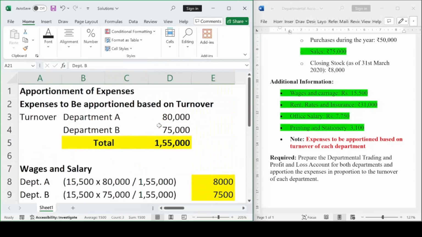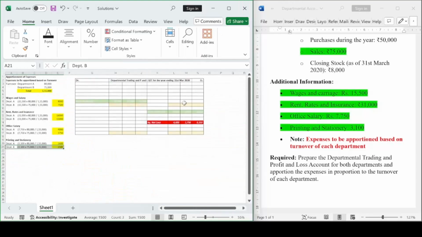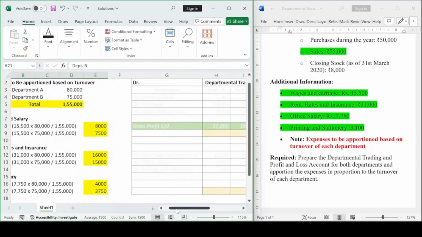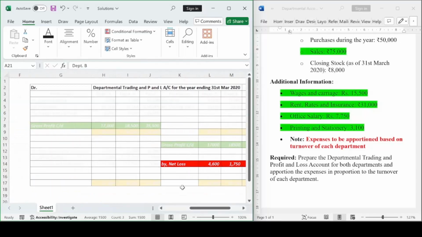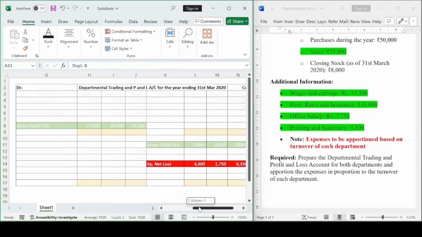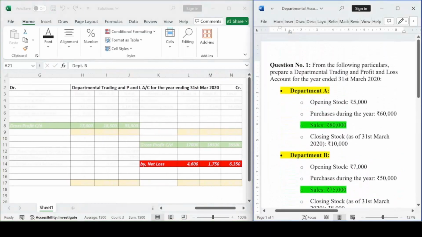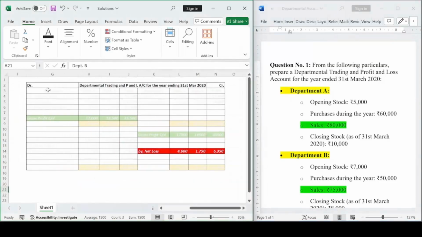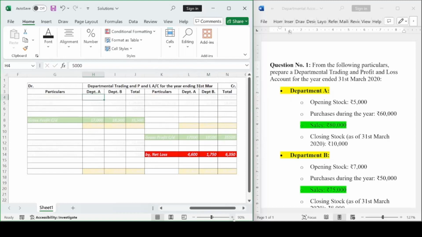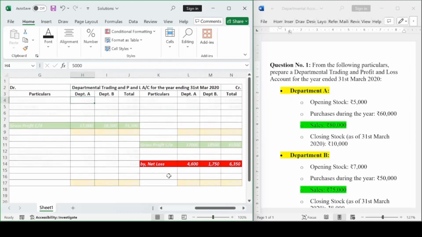Now that we have apportioned all the expenses, we can now prepare the trading and P&L account. So let us prepare the trading and P&L account. So now let us come back to our question. So first what they have given? They have given opening stock. So this, as I told you in part 1 video, that we will be following columnar method. So your P&L account looks like this: particulars, then department A, department B and total of both the departments, and again in the credit side also you will have the same values.